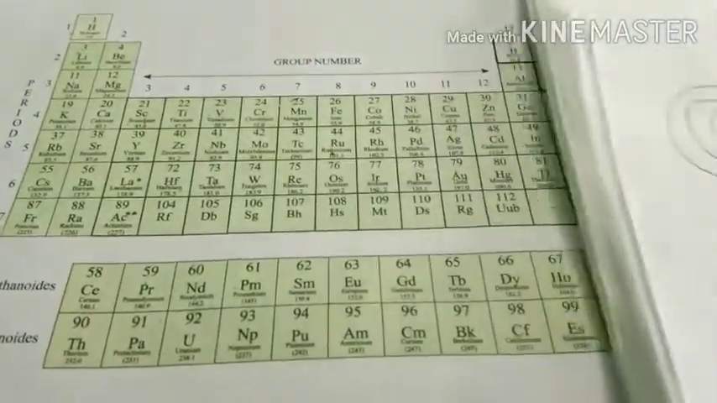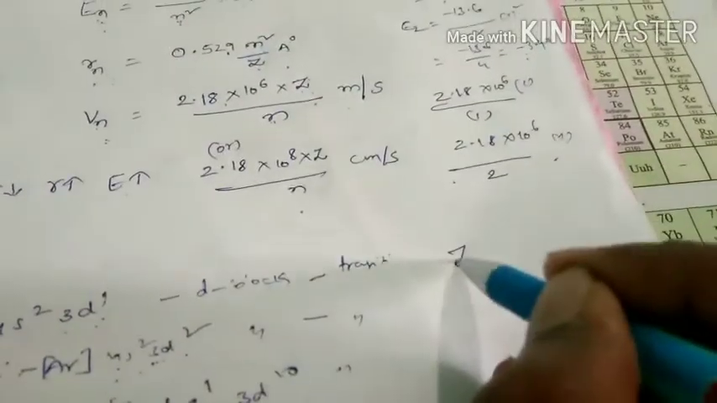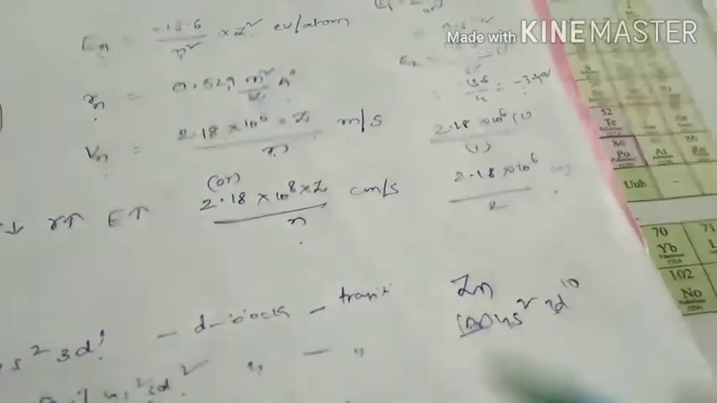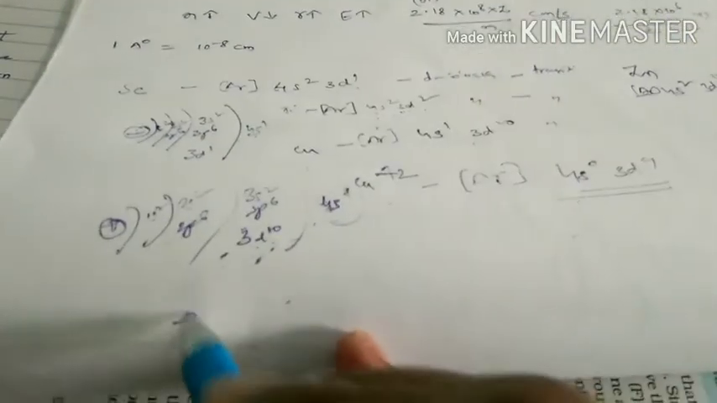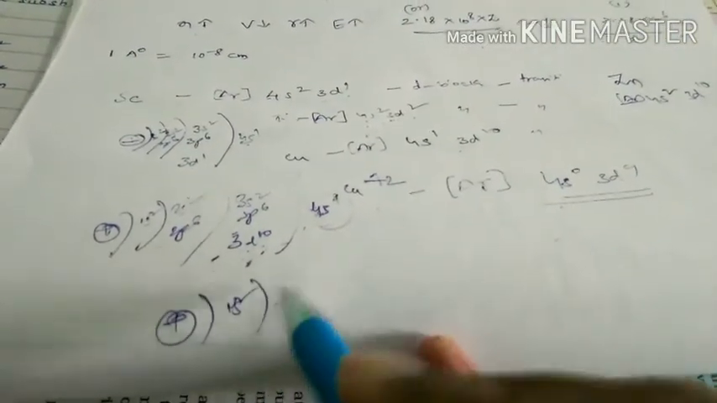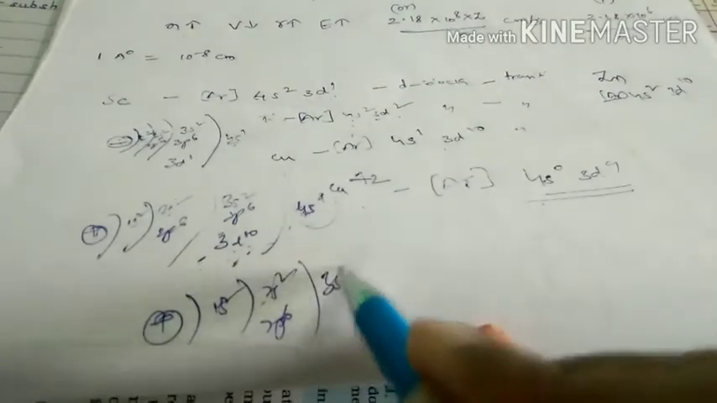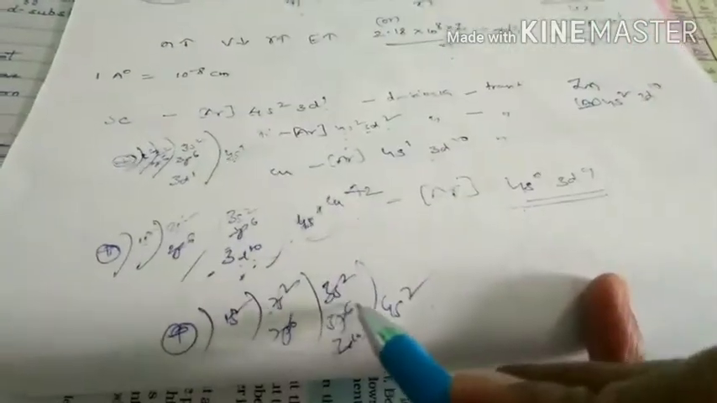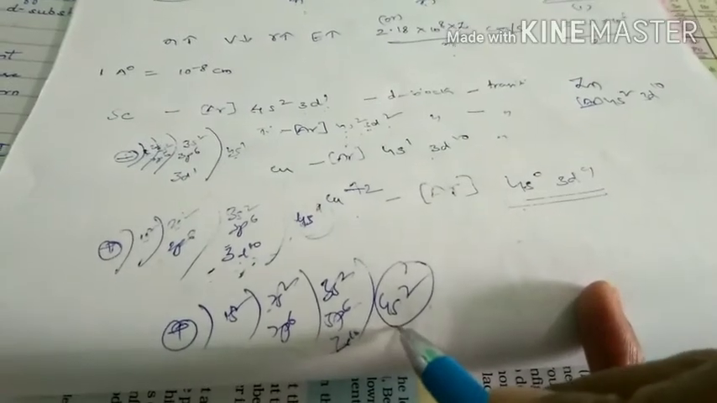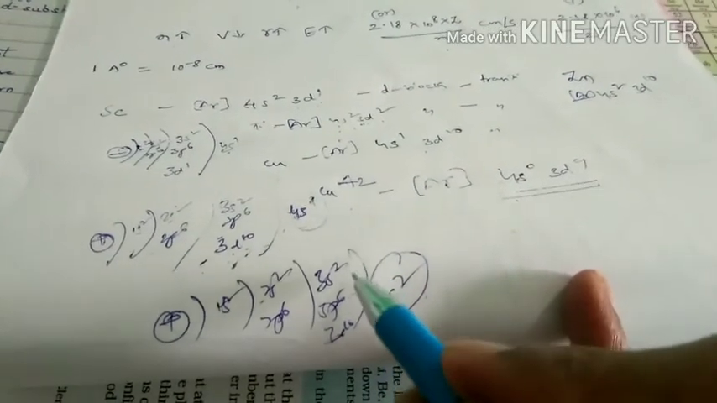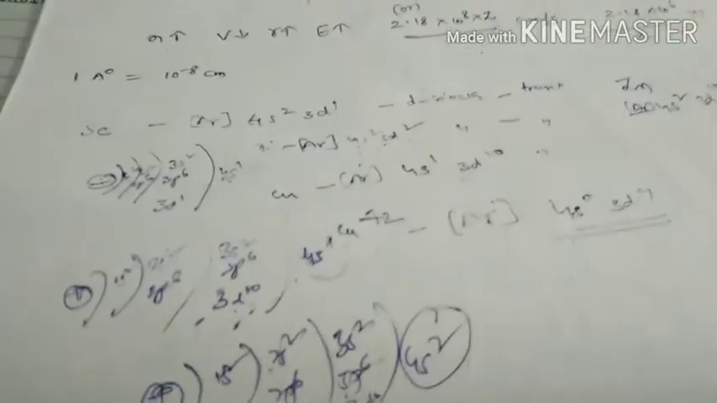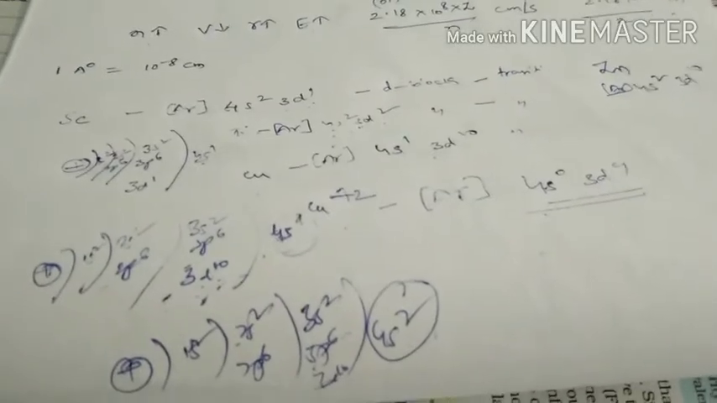Next, last point regarding this: take zinc. Zinc's electronic configuration is argon 4s2 3d10, that means 1s2 2s2 2p6 3s2 3p6 3d10 4s2. In the elemental state, zinc has an incompletely filled valence shell but not an incompletely filled penultimate shell. The penultimate shell is completely filled, so zinc is not a transition element.